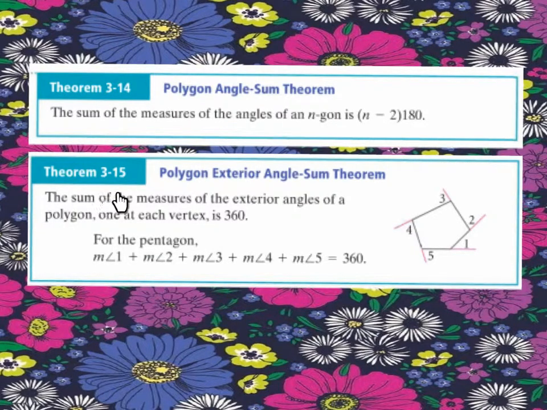And then there's theorem 3.15, which is the polygon exterior angle sum theorem, which tells us that all of the exterior angles, no matter what type of polygon it is, are always going to equal 360 degrees. So there's a small picture here where it shows you the 1, 2, 3, 4, and 5 are all on the outside of the polygon. They're called exterior angles. If you add all those up, it will always equal 360, no matter how many sides the polygon has.